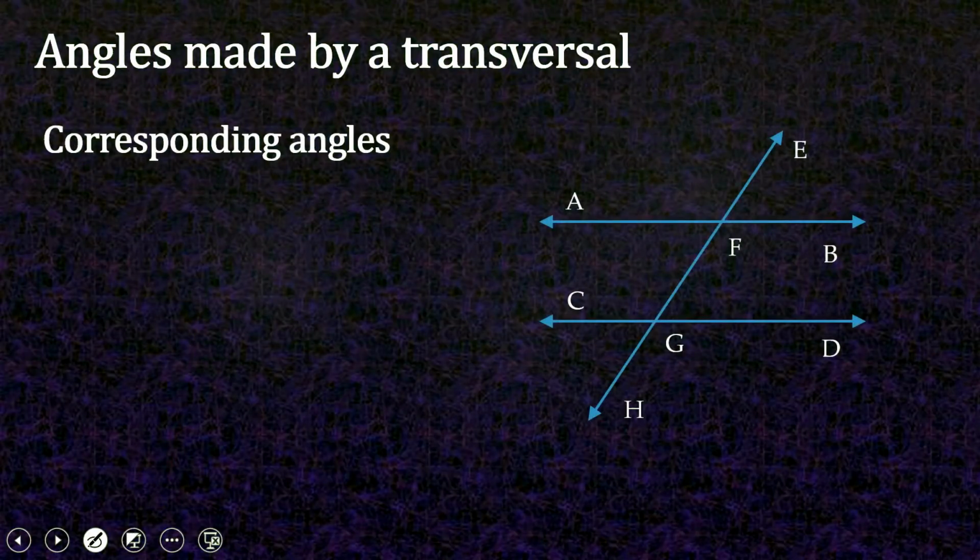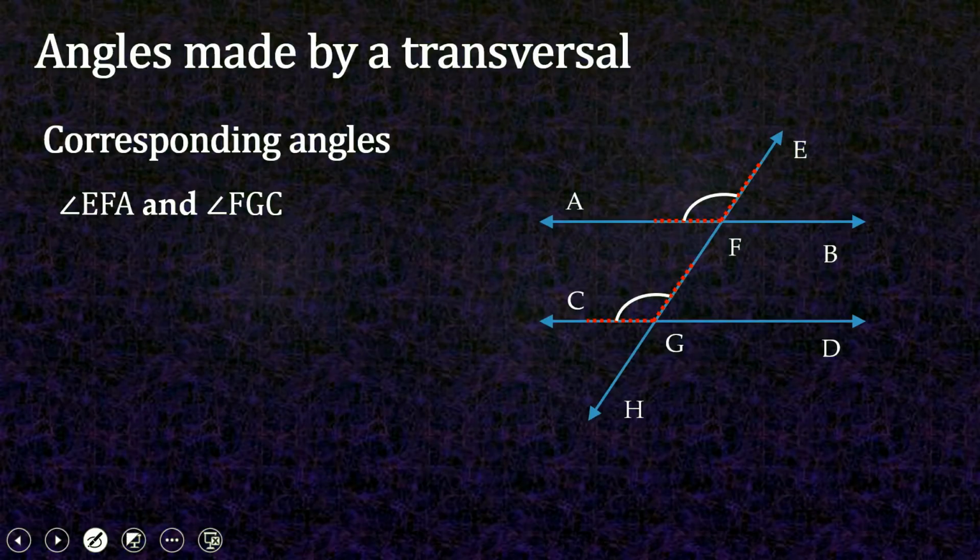Next, we learned angles made by a transversal. First is corresponding angles. If the arms on the transversal of a pair of angles are in the same direction and the other arms are on the same side of the transversal, then it is called a pair of corresponding angles. Pair of corresponding angles in the given figure are angle EFA and angle FGC are a pair of corresponding angles.